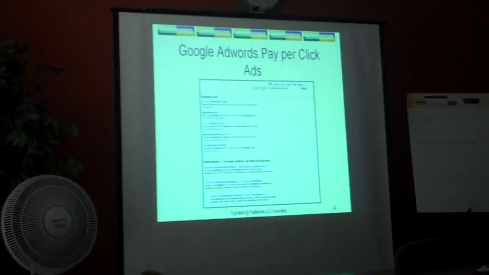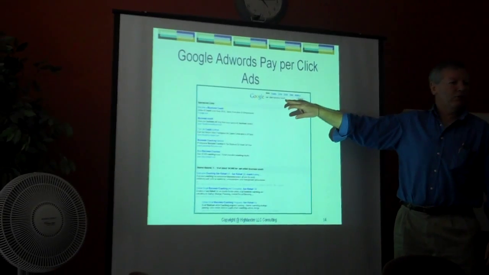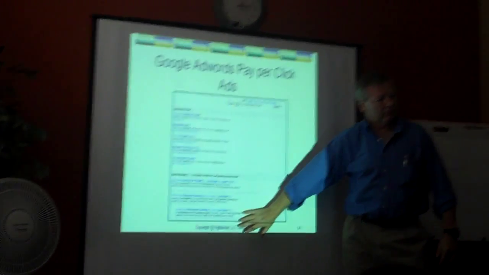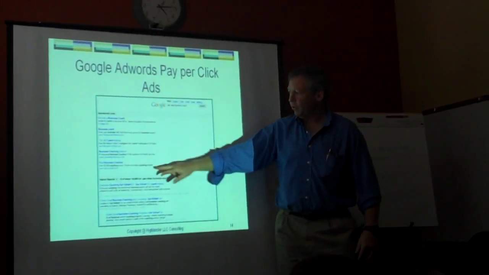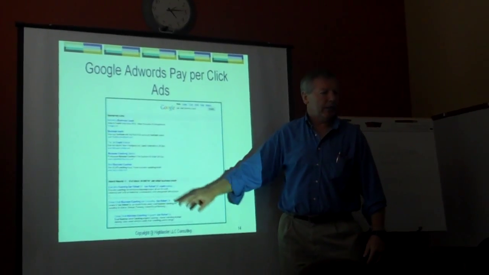Now, hopefully the next slide will show us. This is what a pay-per-click ad looks like, right? So when you do a search, like for instance, this is a search here for San Rafael business coaches, you get all the websites below, but you also get these things, right? Those are what they call pay-per-click ads.